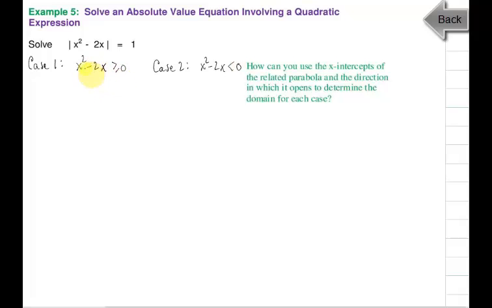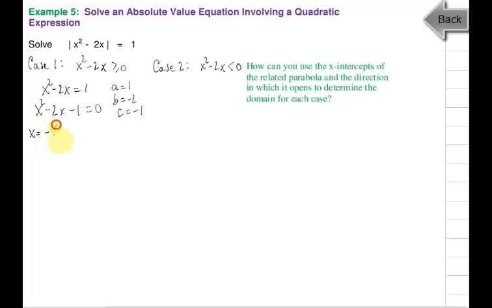Okay, so on to case 1. We want to take a look at where x squared minus 2x is greater than 0. So that's positive. We're going to make it equal to 1. It's a quadratic, so set the whole thing equal to 0. The 1 becomes negative on the left. And it's not factorable. There are no two factors that will multiply to give me negative 1 and add to give me negative 2, so I'm going to use the quadratic formula. So A is 1, B is negative 2, and C is negative 1. We plug that into the formula.